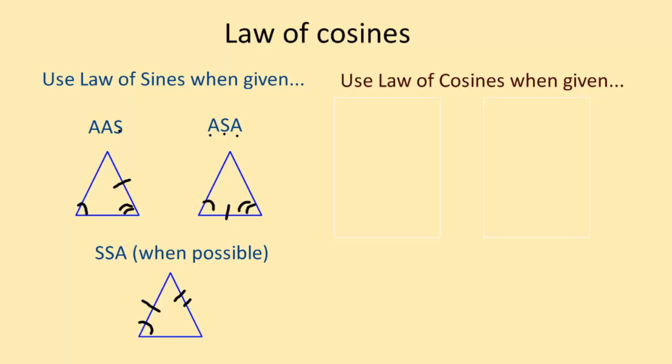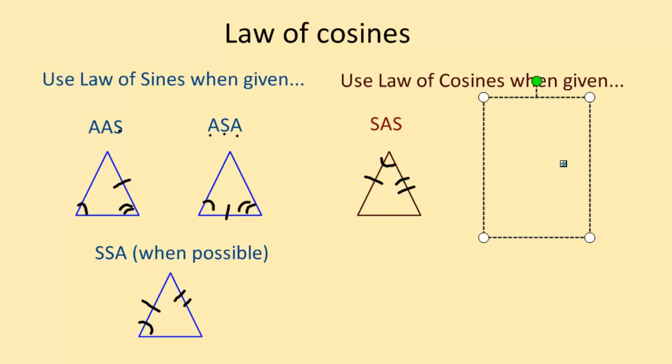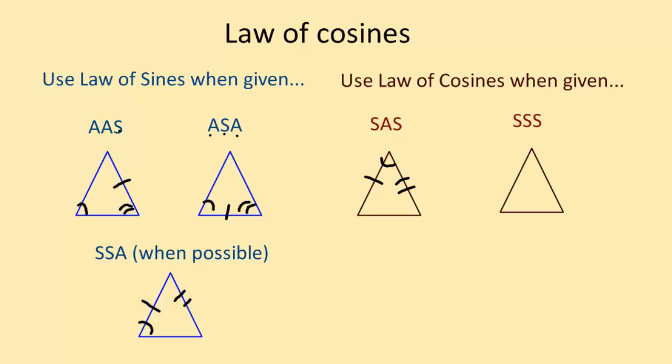Law of cosines, there are a couple different situations we can use to apply law of cosines. One is SAS, so you'd have a side, another side, and then the angle in between them. And finally, side, side, side, which is pretty straightforward. If you know the length of each side, even if you don't know any of the angles, you can figure the angles out using law of cosines.